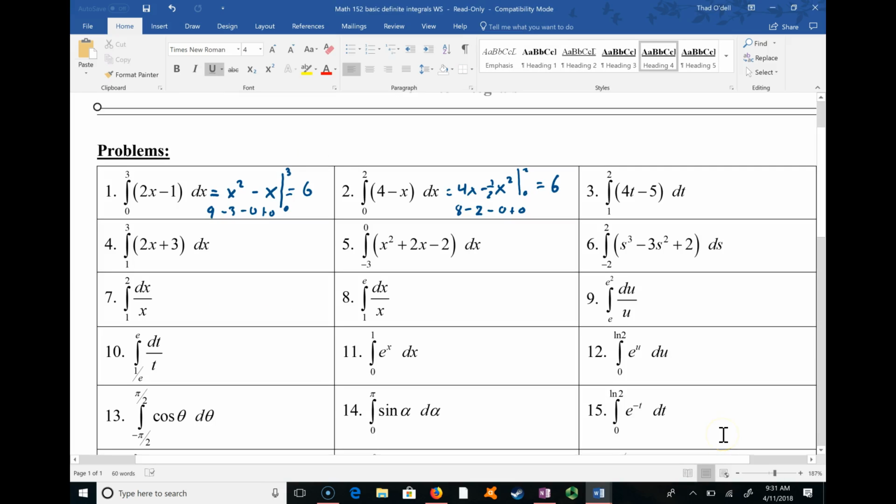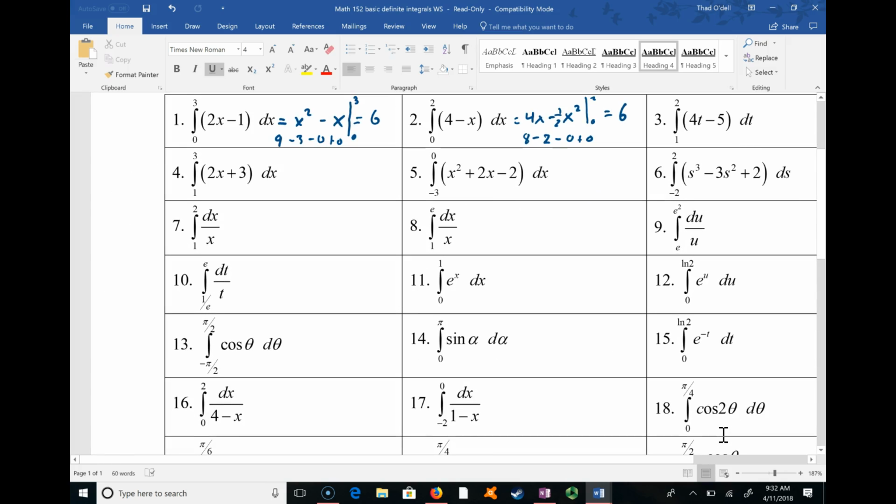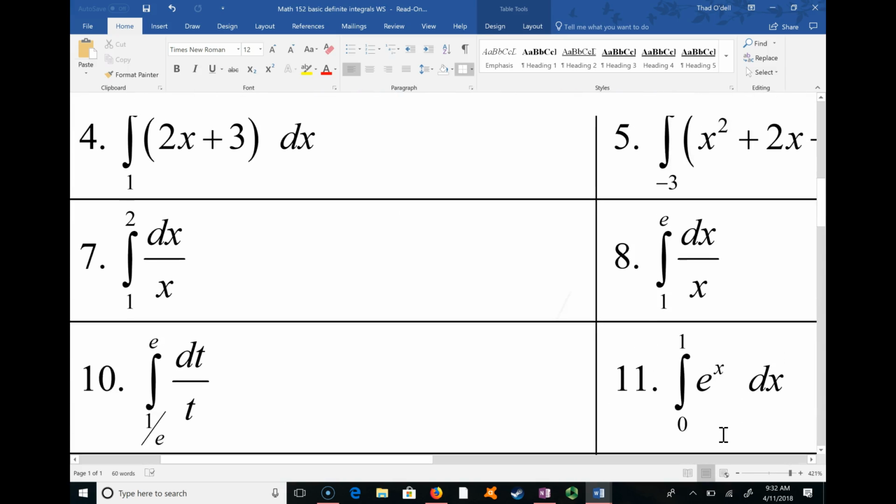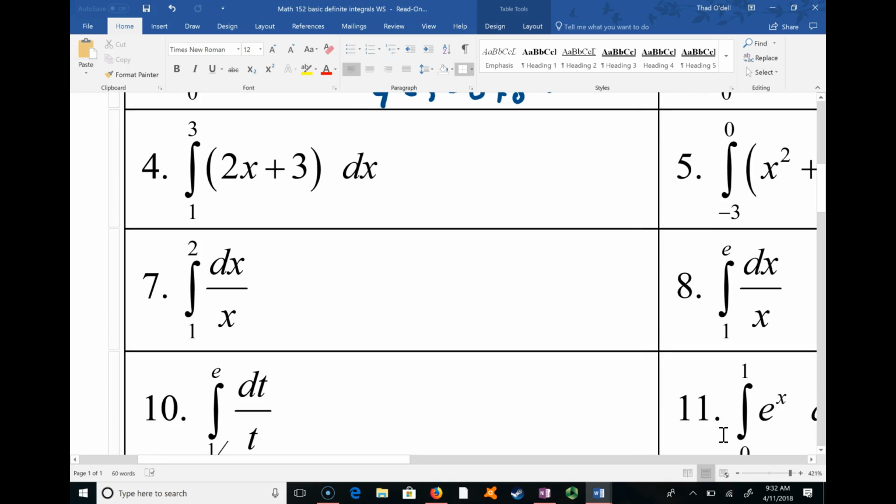Okay, let's hop back over here. Let's get serious now. How about number 7? At first glance, you think, oh, I'll just write it as x to the negative 1. So then when I go to take the antiderivative, what do you get? X to the... I don't think that's right.